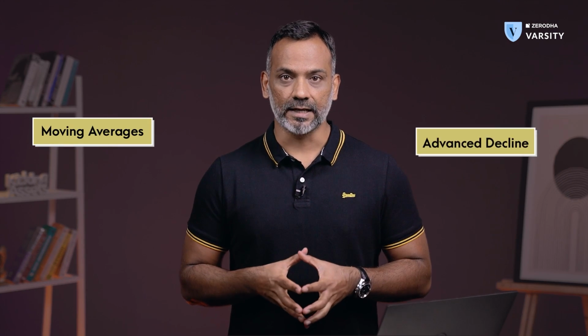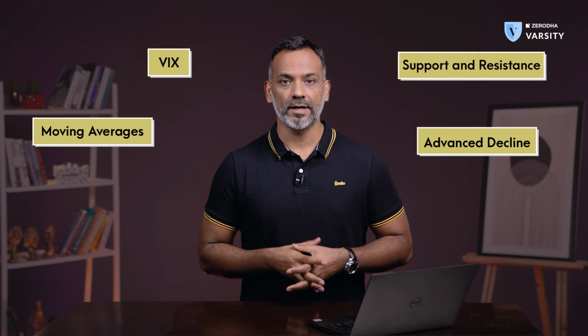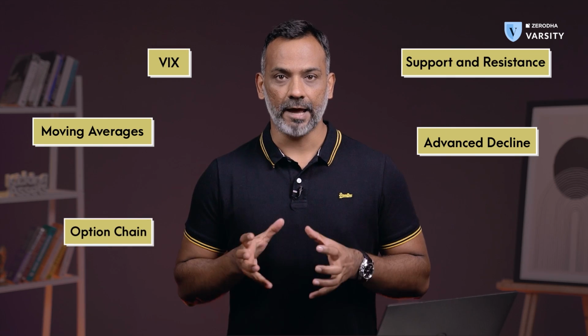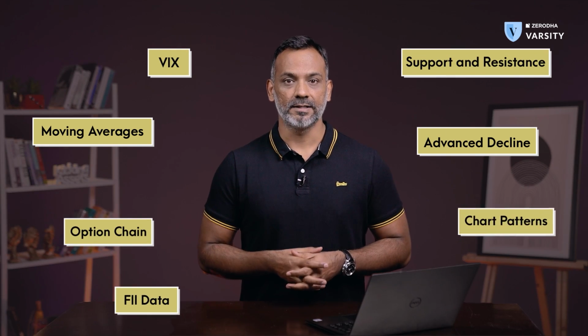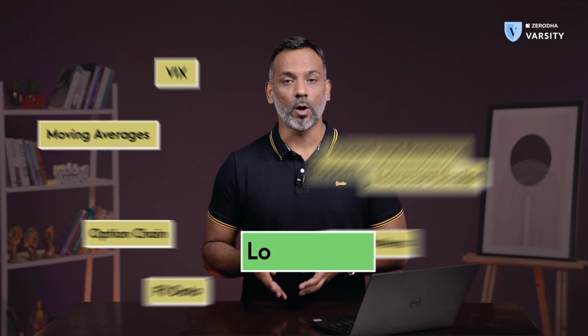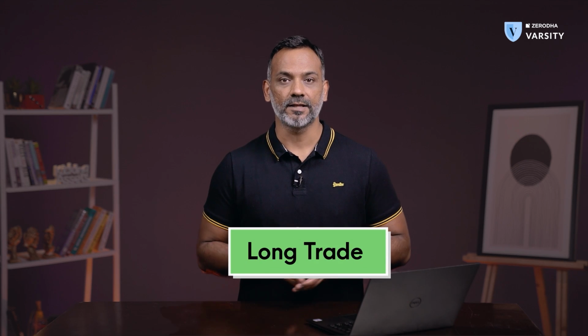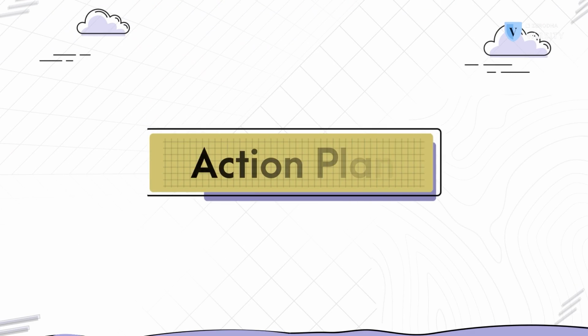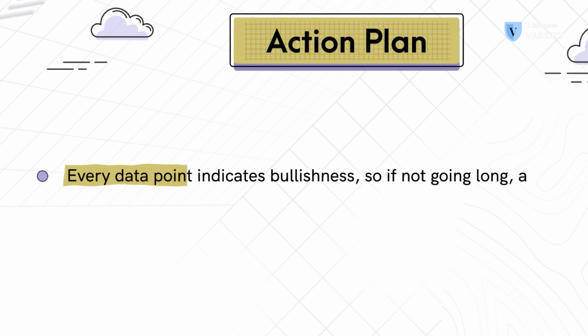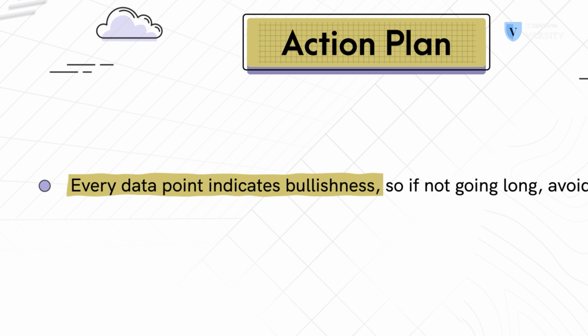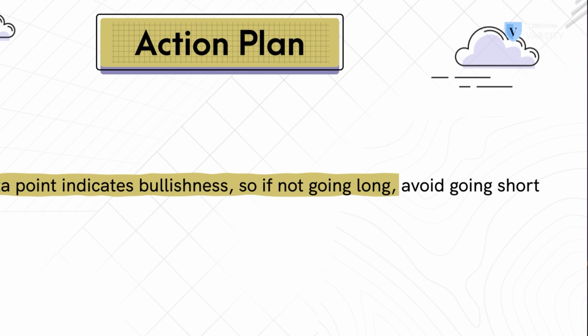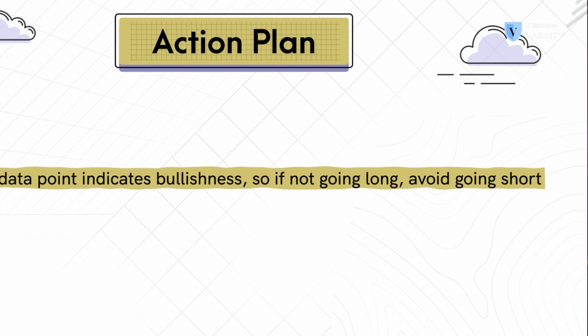So combining everything so far, that is the moving averages, advance-decline, wicks, support and resistance, option chain, FII data, and the chart patterns, I'm convinced to set up a long trade for tomorrow, that is 18th October. So here is my action plan. Every data point indicates bullishness. If not for going long, I'll certainly avoid short trades for tomorrow.